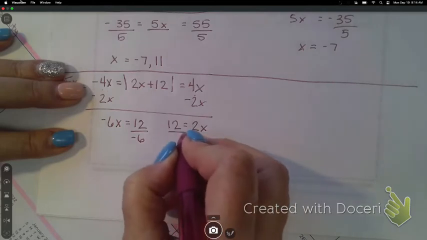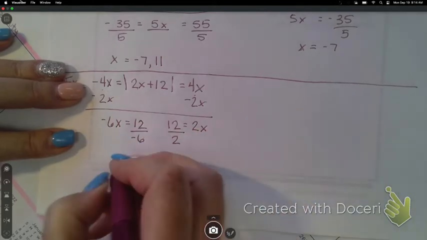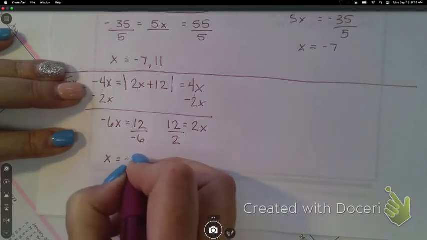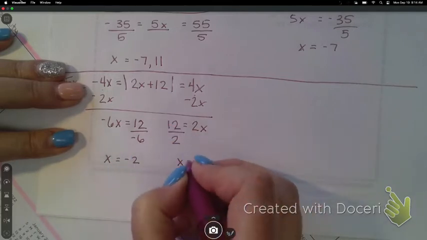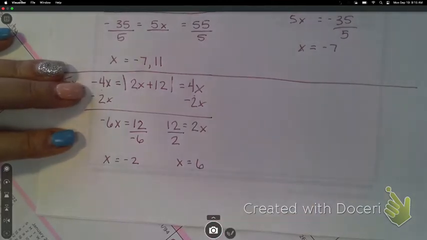Nope. Divide by 2. You got to divide it. So x equals negative 2. And x equals, oh, you were doing this one first. 6. Sorry. Okay, now do they both work?